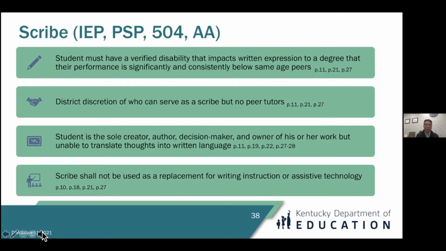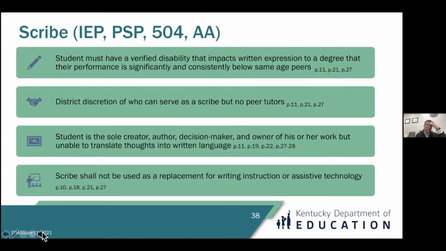The student is the sole creator, author, decision maker, and owner of his or her work, but unable to translate thoughts into written language. The scribe shall not be used as a replacement for writing instruction or assistive technology. So we always must first consider writing instruction in the tiers, tier 1, tier 2, whatever, but in that good core instruction of writing. And then also, is there any assistive technology that's going to aid that student in their abilities to write? And so the human scribe would be the last go-to in that regard.